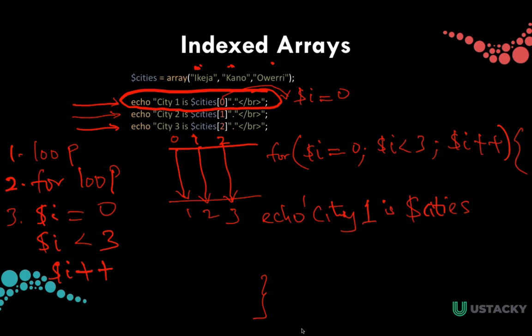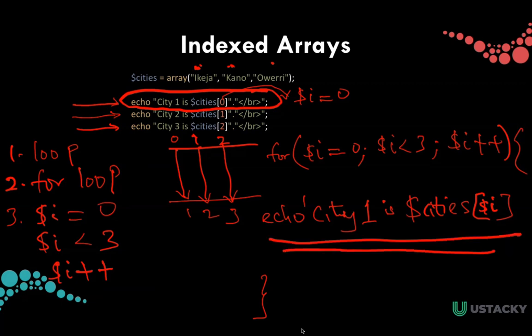So instead of writing 0 now, we can write $i. Because in the first loop, $i will be 0. In the second loop, $i will be 1. And in the third loop, $i will be 2. So this matches what we have here. The only thing we have to change is this value of 1. Because for the 3 iterations, we'll be having city 1 is this, city 1 is this, city 1 is this.